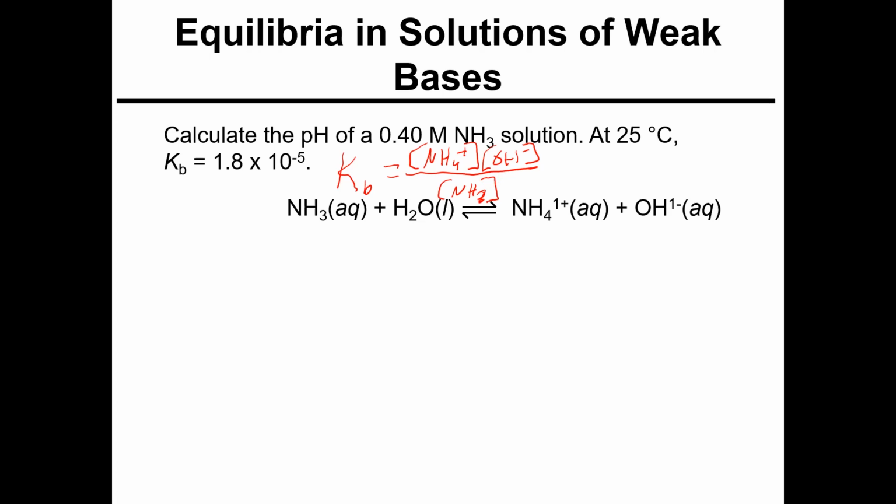So we can't calculate the concentration of H3O+ directly, which is what we need to calculate pH. But we can calculate the concentration of the hydroxide ion. And if we calculate the concentration of the hydroxide ion, we can then calculate H3O+ using the Kw expression. So we're going to set up an ICE table and calculate the concentration of the hydroxide ion.